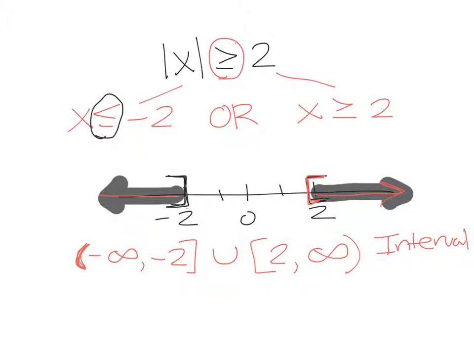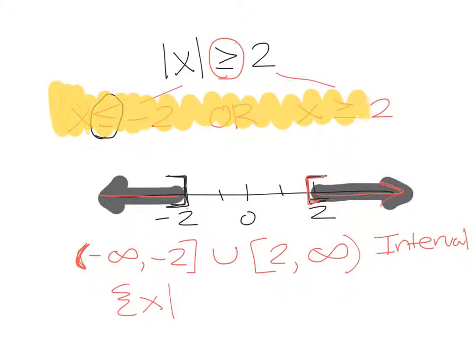Set notation, again, you use your curly brackets with an X and a bar. And in set notation, you can just copy what you had up here. So you have that X is smaller than negative 2, or X is larger than positive 2. And that would be your set notation.